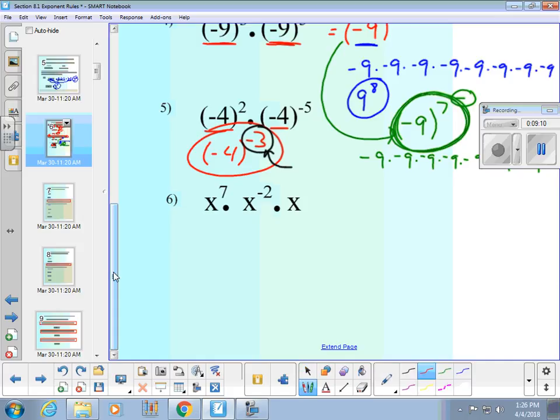And this last one, x to the 7th times x to the negative 2nd times x. Just remember, if you have an x just sitting there by itself, it does have a power of 1. So that would be x to the 1st right there. And since these are all the same base, I'm going to add all the exponents together. 7 plus negative 2 plus 1, and I just get x to the 6th when I'm all done.